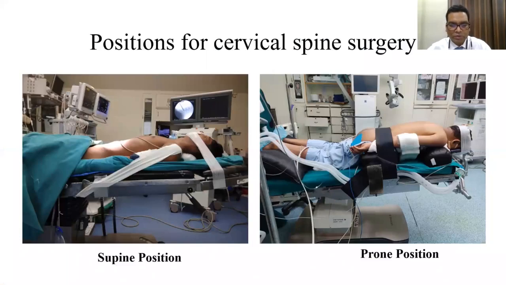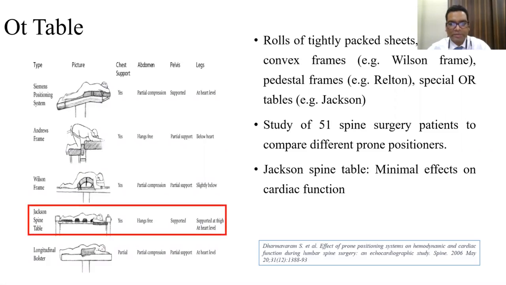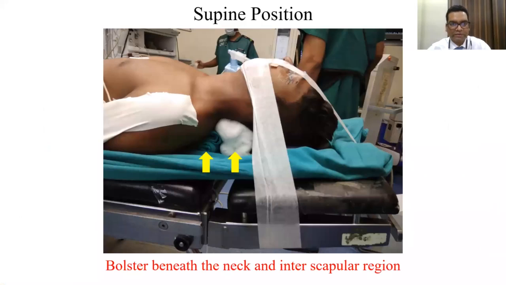Cervical spine surgery includes the prone position and the supine position. There are various tables available in the market at present: the Siemens positioning system, the Andrews frame, the Wilson frame. We usually use the Wilson frame, then the Jackson spine table and longitudinal bolsters. Out of these, the Jackson frame has the minimum effect on cardiac function.